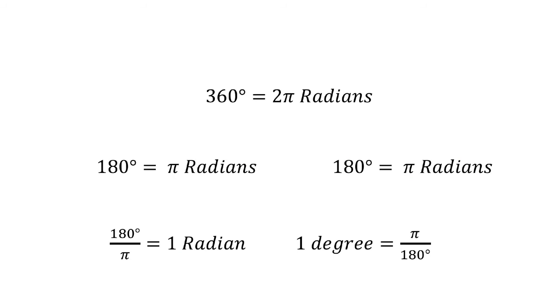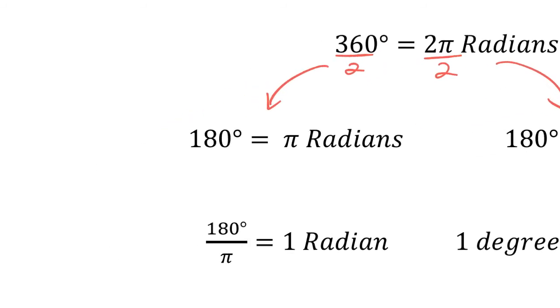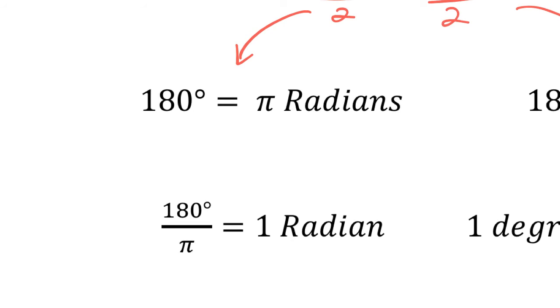All right, so the next thing I want to build on is going back to this idea of 360 degrees being equal to 2 pi radians. So if we chop that in half on both sides, so divide by 2 on this side, divide by 2 on this side, then that leaves us with 180 degrees equals pi radians. Okay, so I have two different ones here, so let's focus on one at a time. So 180 degrees is equal to pi radians, which again we're comfortable with because we know halfway around the circle is 180 degrees. We know that that's also the same thing as pi radians.